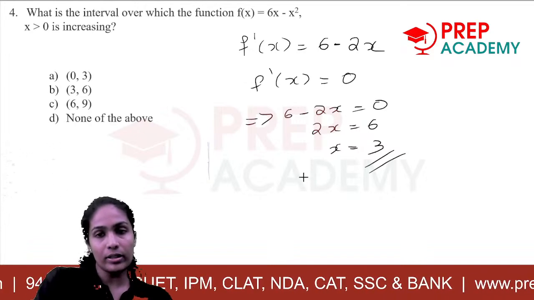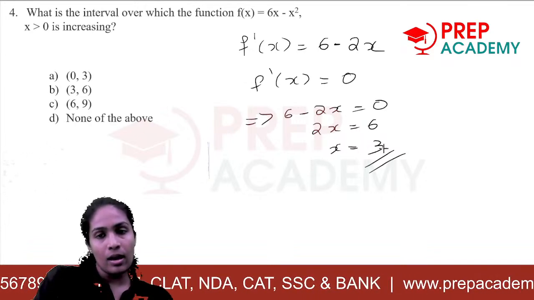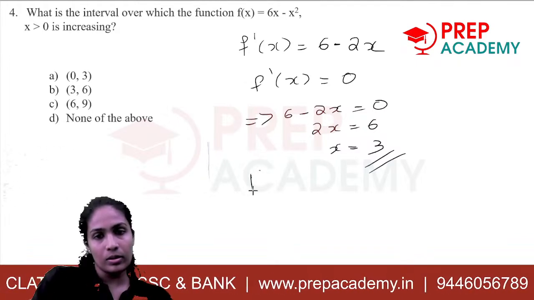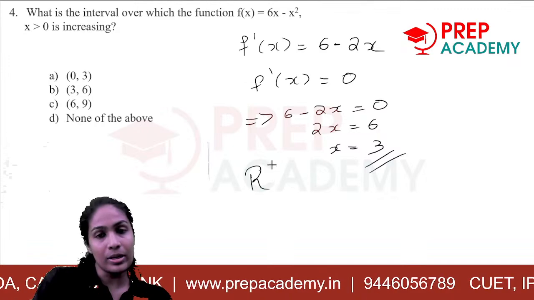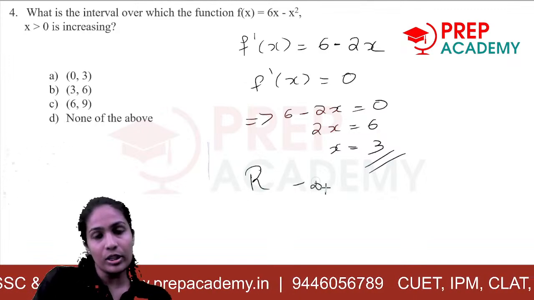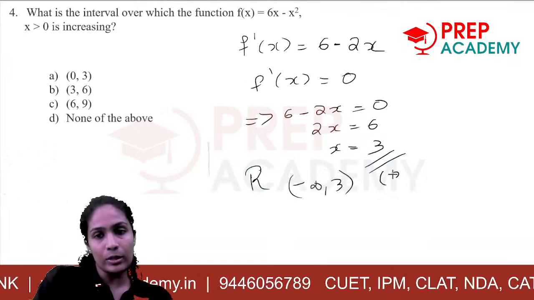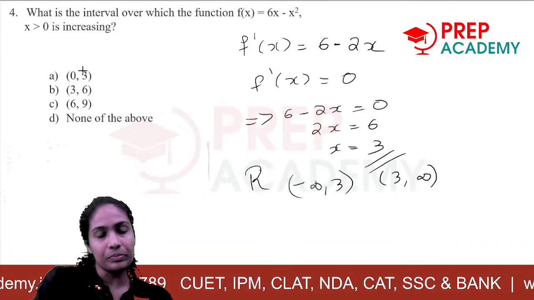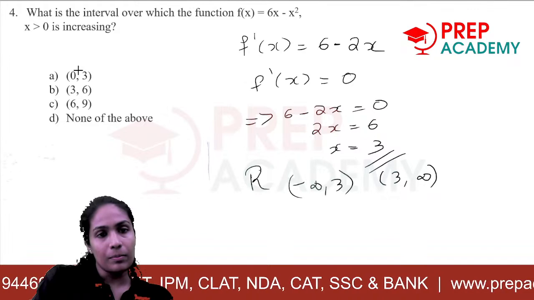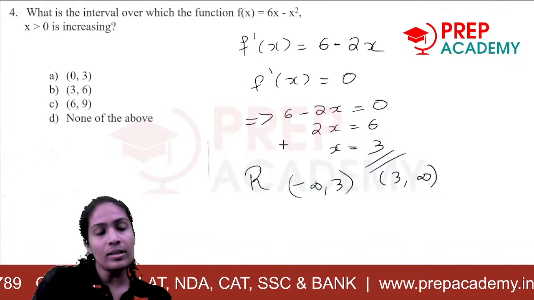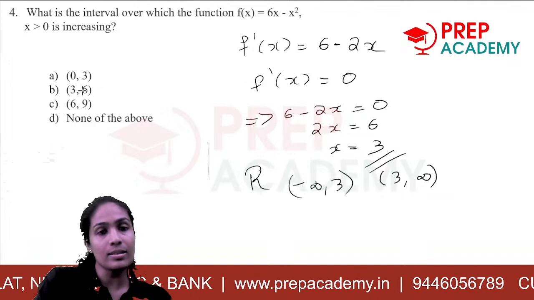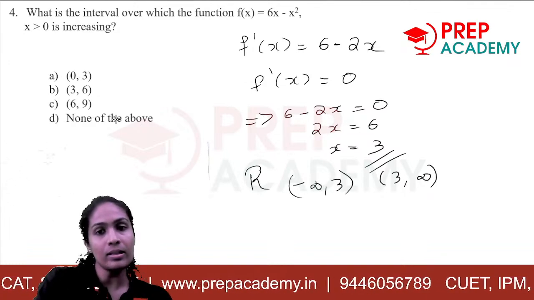Now we can divide the whole real line into intervals. The complete real line R is divided into minus infinity to 3, and 3 to infinity. Now when you go through the options, you can see that the intervals are of the form: the first option is 0, 3, the second is 3, 6, and then 6, 9.